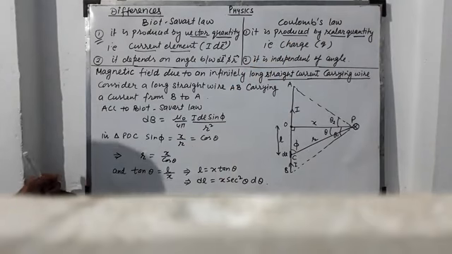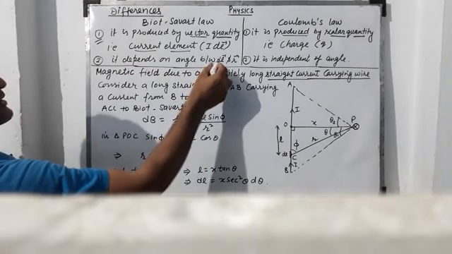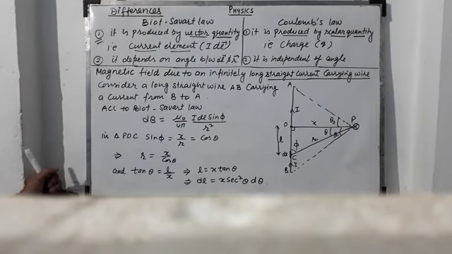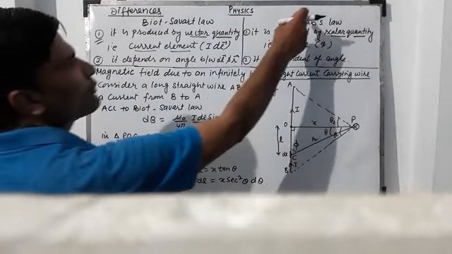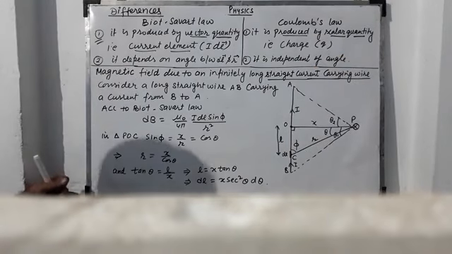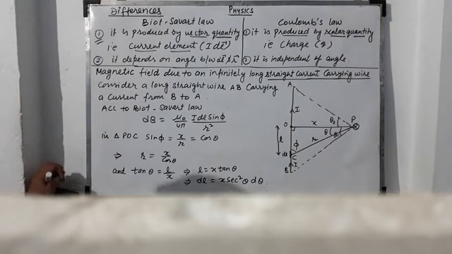Now the second difference is that it depends on the angle between dl and vector r, because we have the formula dB is equal to i dl sin theta upon r square. But in Coulomb's law, it is independent of angle, because the formula is E is equal to 1 upon 4 pi epsilon naught q upon r square.